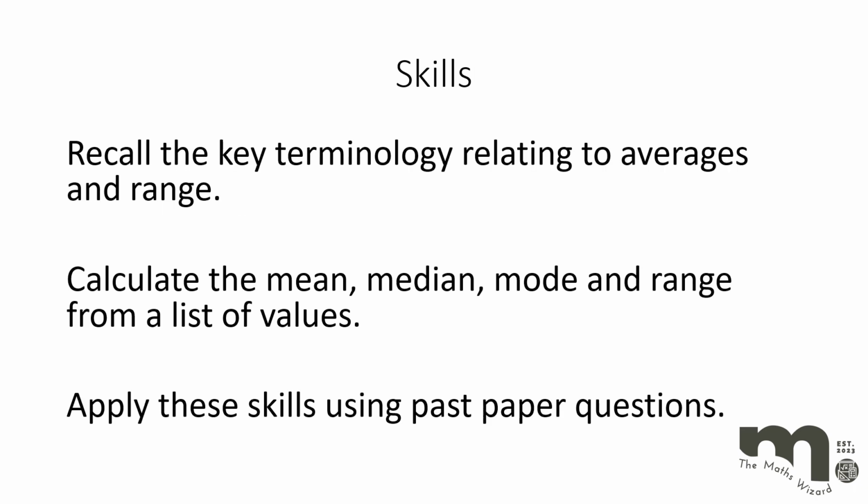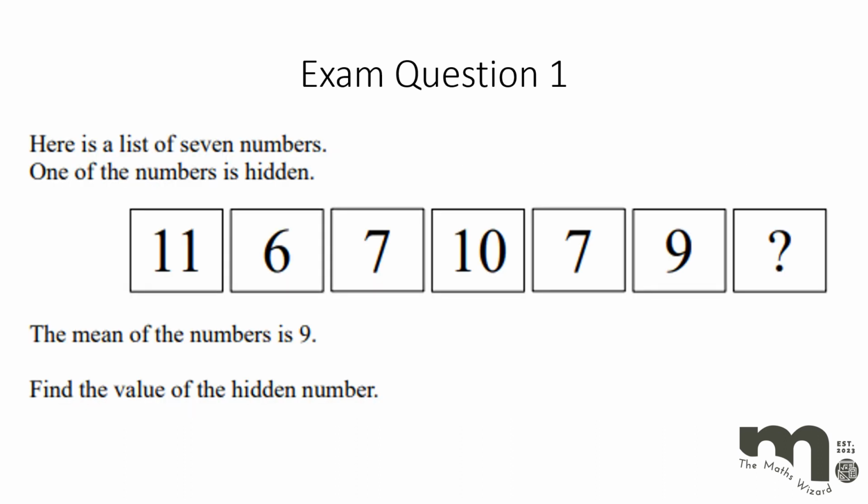Okay, so now we're going to have a look at a few past paper questions relating to this. Our first one here is actually from an Edexcel paper. We've got a list of 7 numbers, but we don't know one of them. One of them is hidden. The mean of those numbers is 9. So I want you to find out the missing number. This is a little bit trickier this time. So pause your video and have a go.